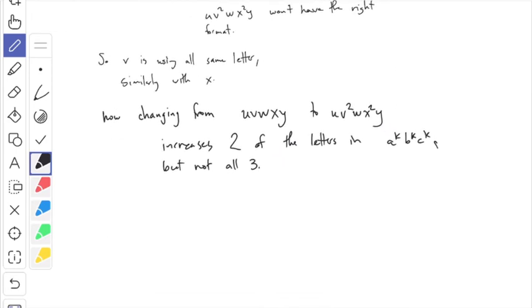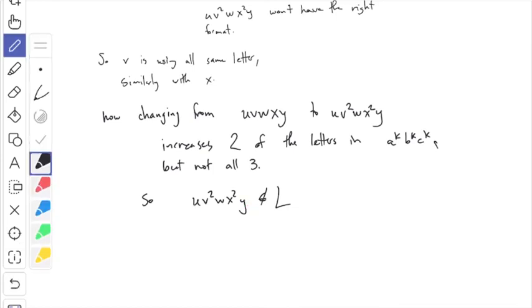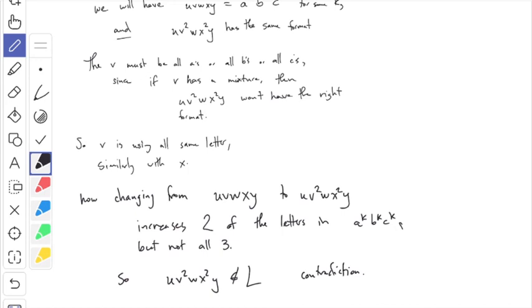And this is where our contradiction is. That means that u v squared w x squared y cannot be in L, because L requires all three of those exponents to be the same. When we change from one word to the next, here they are all the same, but then to get to this one, we increase two of them, but not the third one. And that's what messes it up. So this is not in L anymore, and this is our contradiction, because the whole point of the pumping is that the thing with the squares in it should also be in L. But it isn't.